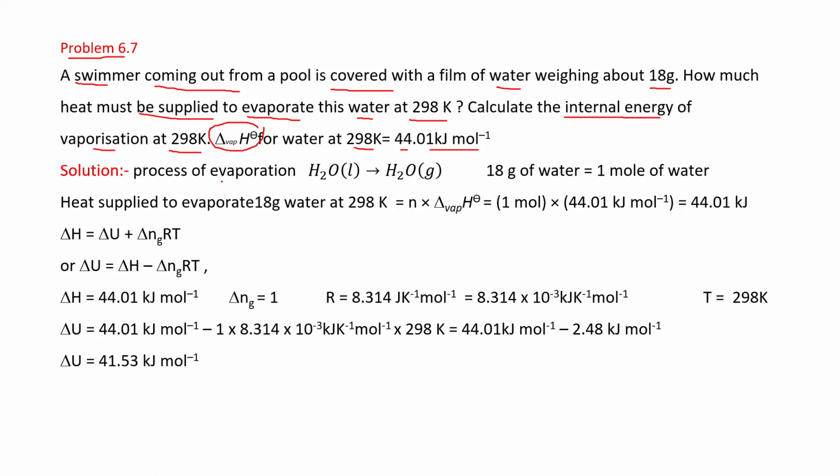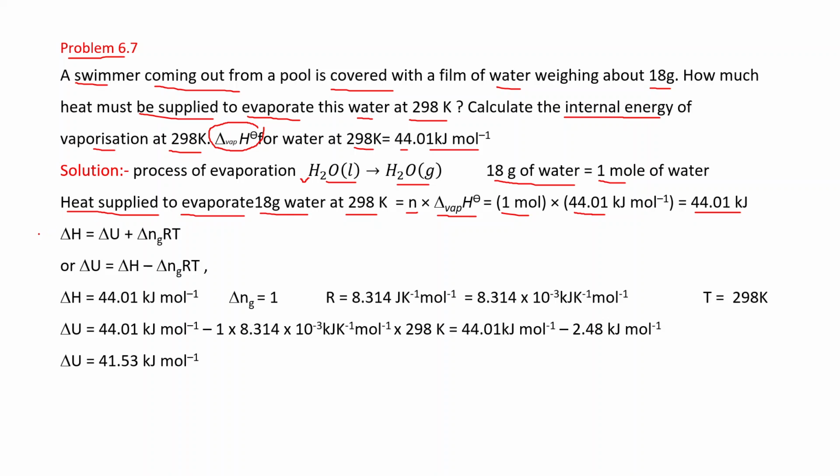Okay, now this process can be represented by this reaction: H2O liquid converting into H2O gas. In this case, 18 gram of water is evaporating, and 18 gram of water is equal to 1 mole of water. So first of all, we can find out the heat supplied to evaporate 18 gram water at 298 Kelvin, which is equal to n, the number of moles of water, multiplied by the standard enthalpy of vaporization. n is 1 multiplied by 44.01 kilojoule per mole. We will get 44.01 kilojoule.